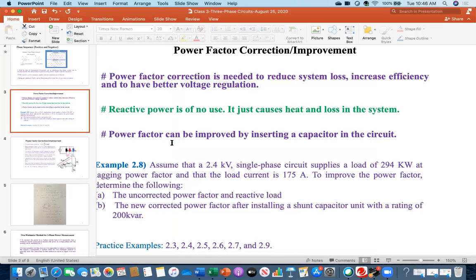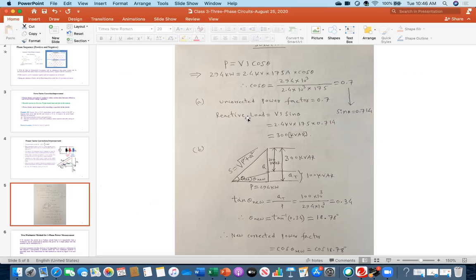And the second question was, what is the reactive load? Uncorrected power factor and reactive load. As I told you, reactive load means reactive power, VI sine theta. Everybody remember your circuit knowledge? We discussed reactive load, VI sine theta, even in the previous class. So you need sine theta here. That's why from here I derived sine theta.